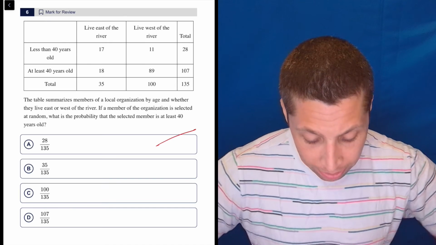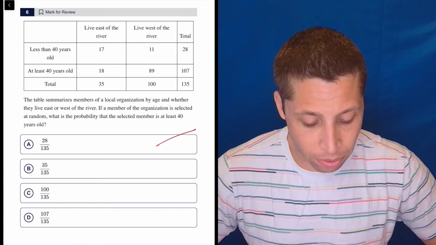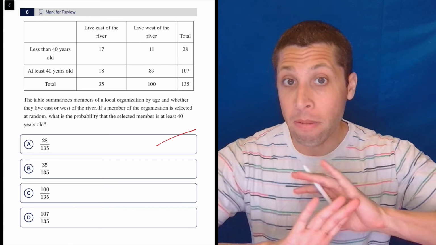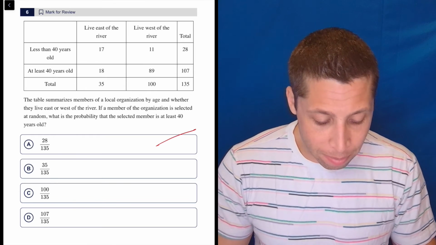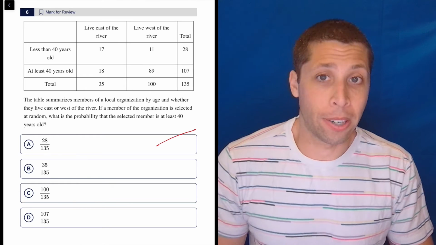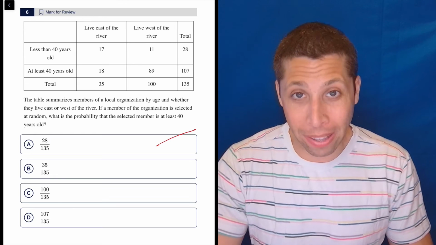So the table summarizes members of a local organization by age and whether they live east or west of the river. If a member of the organization is selected at random, meaning we're just talking about all the people, what is the probability that the selected member is at least 40 years old? So there is no twist here, and it's the easy module, and at this point you might start to think about that and realize that.